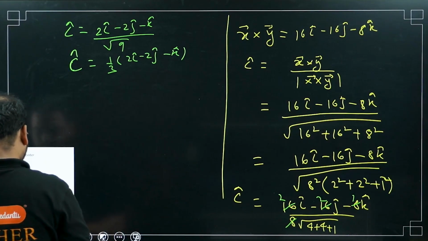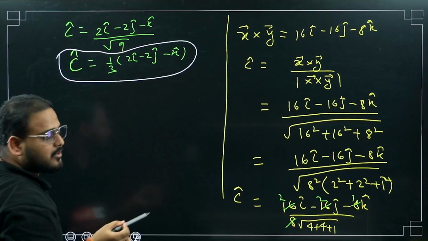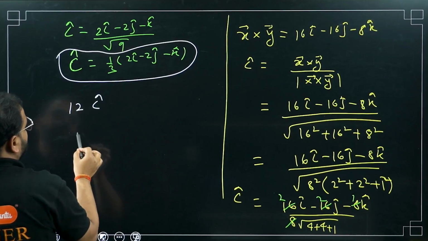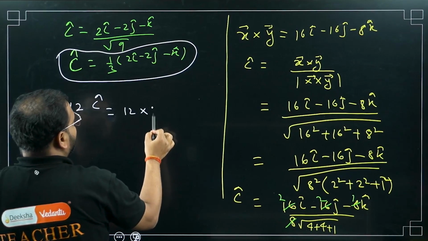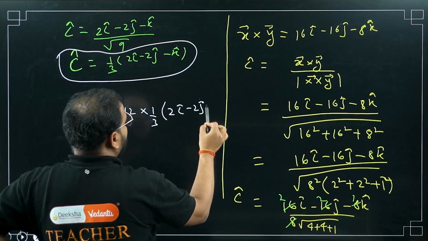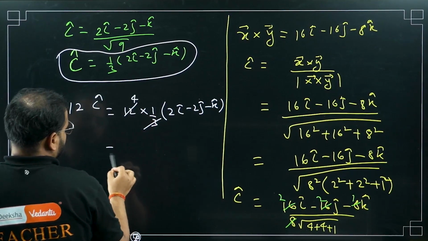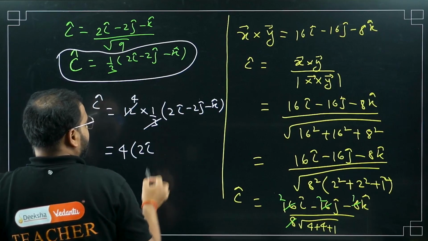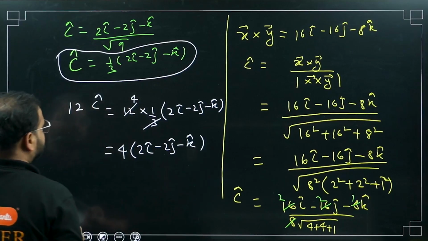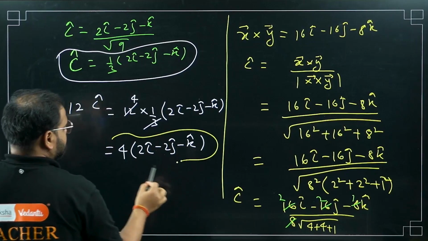Okay, this is the value for my c cap. But is this the answer? The required answer is what? 12 times of c cap. So multiply this with 12. So I get 12 times 1 by 3 into 2i cap minus 2j cap minus k cap. What is the answer? 3 4s are 12. The answer is going to be 4 times of 2i cap minus 2j cap minus k cap. Right? This is my final required answer.